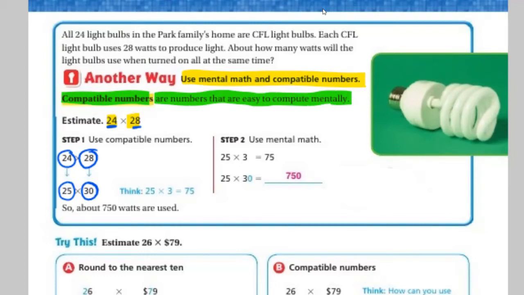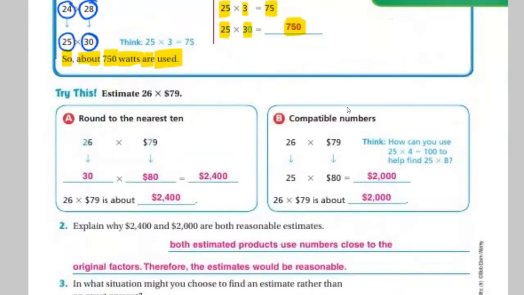Then let's multiply it using mental math. 25 multiplied by 3, as we all know, equals 75. So 25 multiplied by 30, let's add 0. So it will be 750. So we can say here about 750 watts are used. Okay, let's move to the next one.